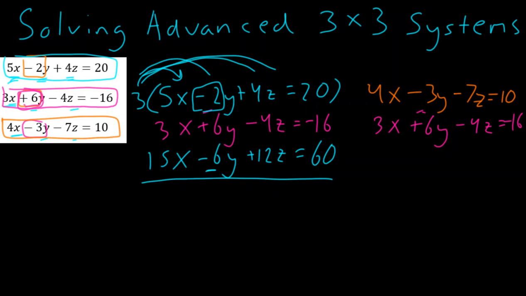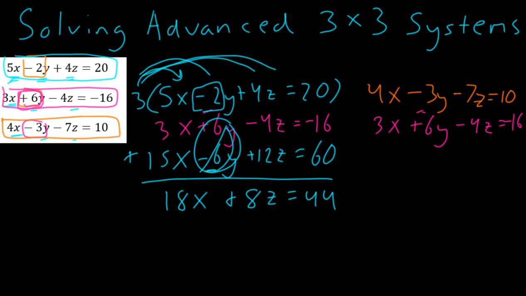I'll use blue here. I'll continue on. And 3x plus 15x will give us 18x. 6y minus 6y is a 0 pair. It eliminates. That's what we wanted all along. And now we have -4z plus 12z, which is 8z is equal to, and guys, negative 16 plus 60 should be 44. Hopefully I'm not making any errors here.